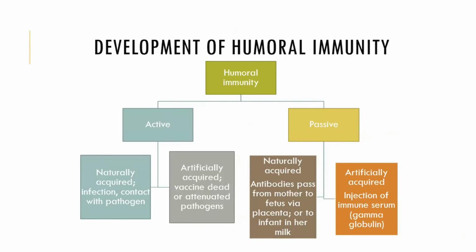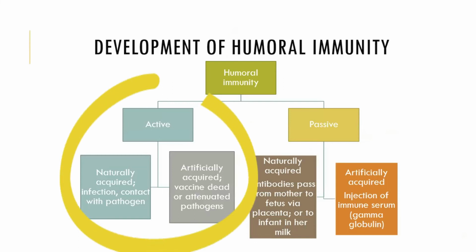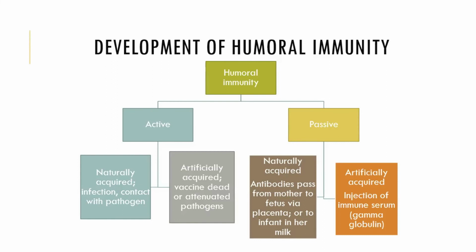Okay, so here's a closer look at that. Let's look at some examples. For active, as you can see by the flow chart, we have naturally acquired active immunity and artificially acquired active immunity. If it's naturally acquired, a person makes their own antibodies in response to a natural exposure to antigens in the environment. An example would be if one student got chicken pox from another student in class.